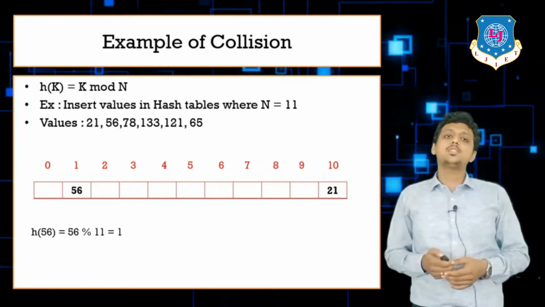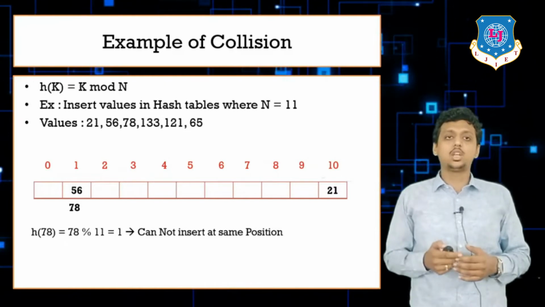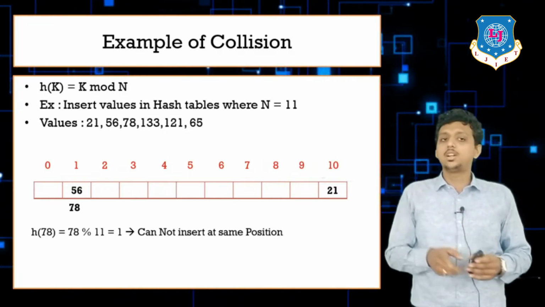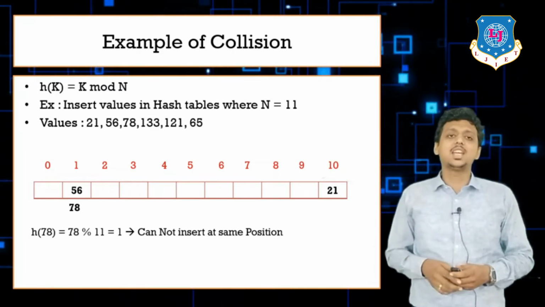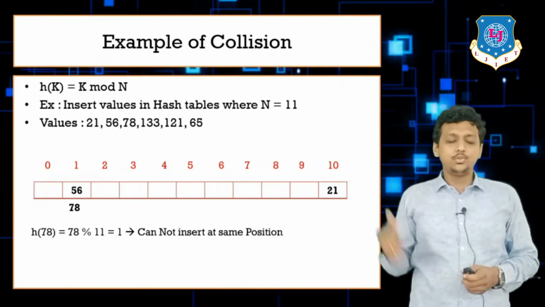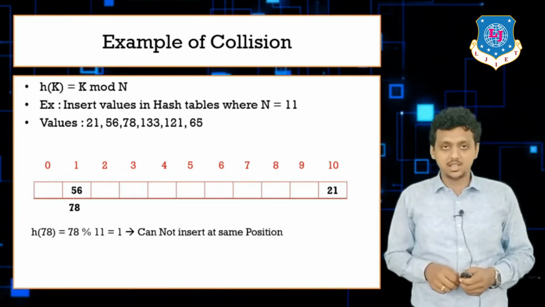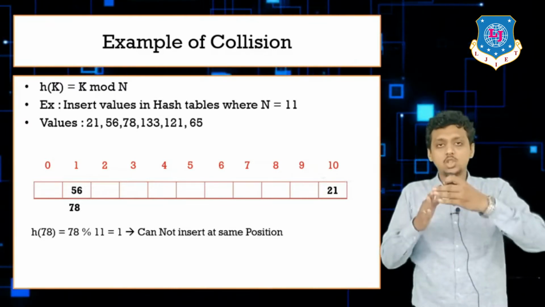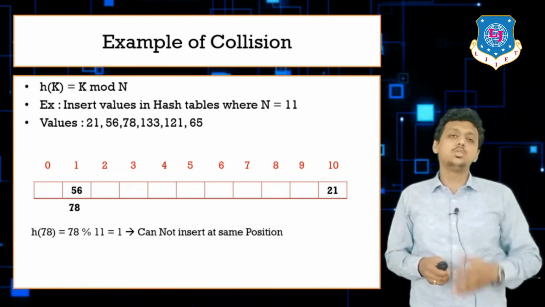Now next we have 78. 78 is inserted at first again. How? Because 11 sevens are 77, so it returns the value 1. So for 78 I again get the hash value 1. If you check the figure, hash value 1 is already occupied by 56, so you cannot insert 78 over there. This situation is known as collision. Okay, so what to do with this?